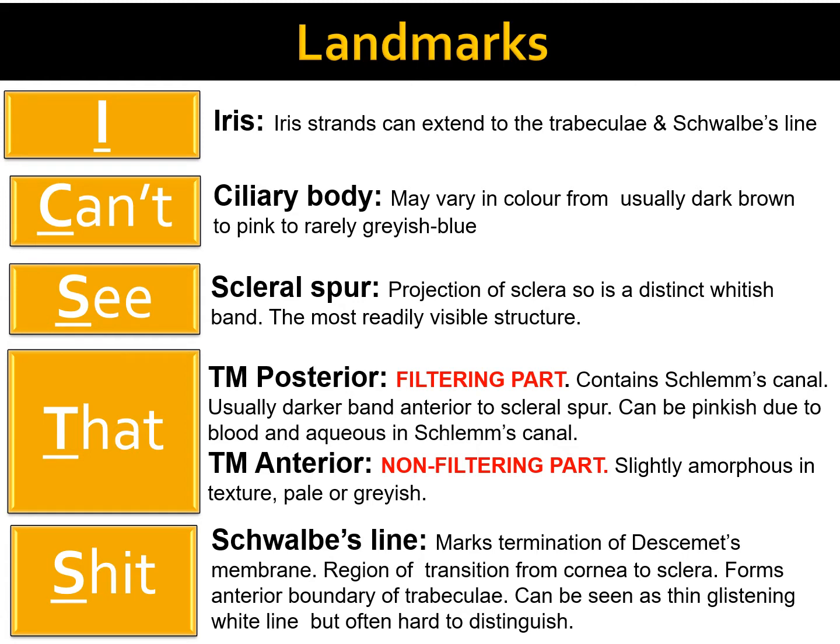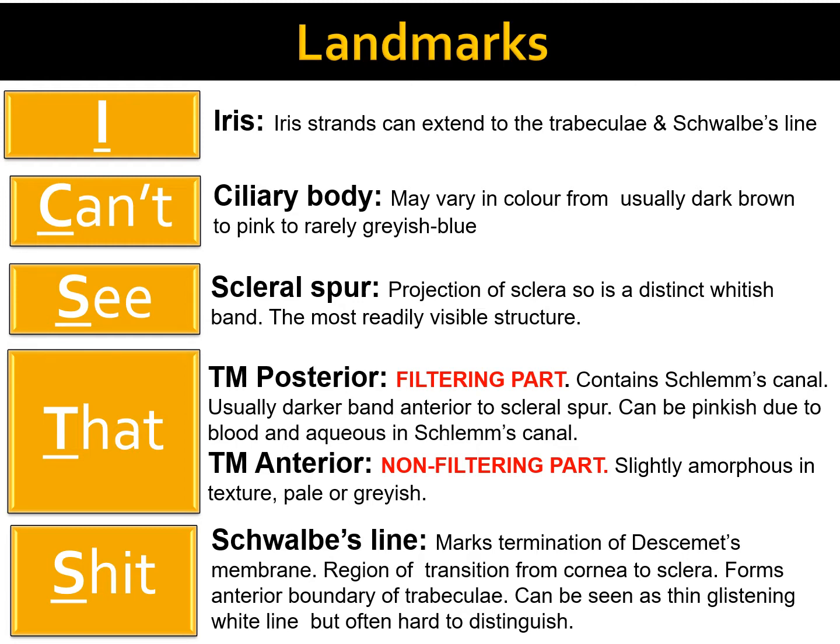Then there's the scleral spur. It's a projection of the sclera and is a distinct whitish zone. Then there's trabecular meshwork. Now that always used to confuse me. I used to get this wrong a lot. You've got posterior and anterior trabecular meshwork. The posterior, the bit you come to first if you're following it down along the iris, is the filtering part, and that contains Schlemm's canal. It's usually darker, and can be pinkish a bit due to the blood in it and so on.